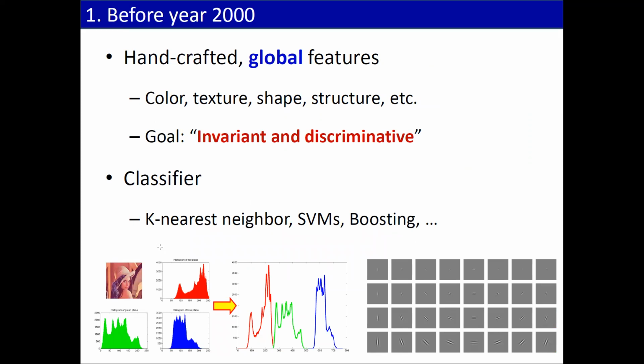Generally speaking, during the development of computer vision, we can categorize the feature representation into three stages. The first one is before year 2000. At that time, people used handcrafted global features, for example, histograms, texture features, or shape features. But from the beginning, we know that we need to extract invariant and discriminative features. So this is our goal.